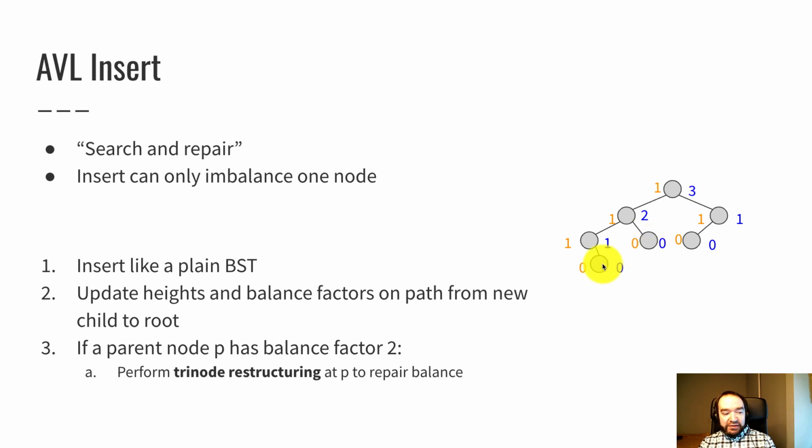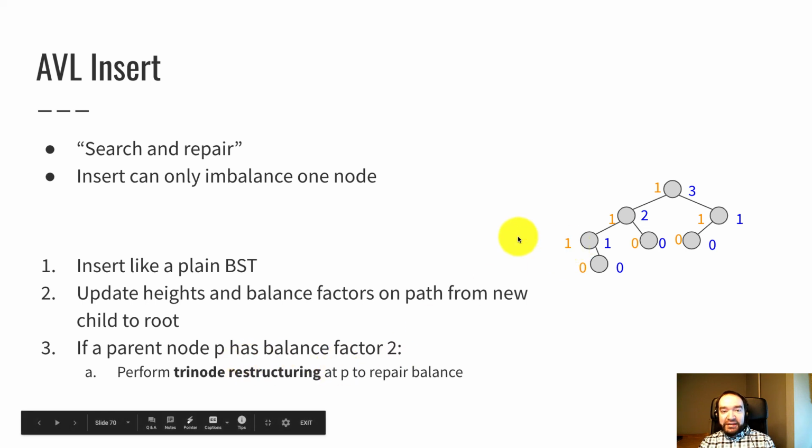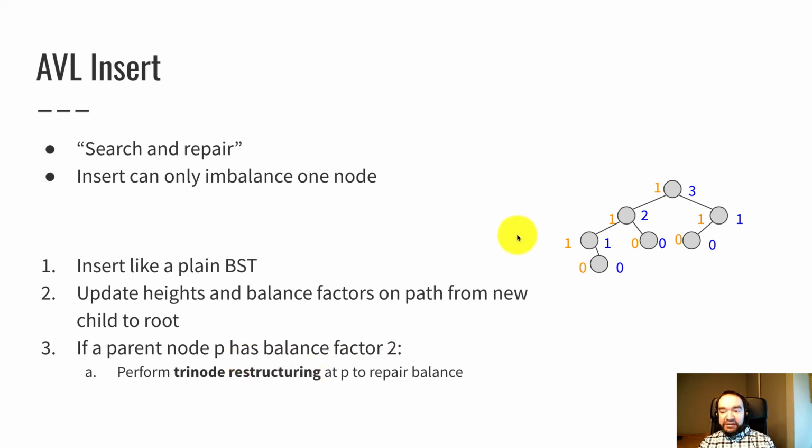And then if we notice that there's a node anywhere that has a balance factor of 2 now, that's the invariant violation we caused, and we do this trinode restructuring operation at that node that fixes the balance. And we'll go into that in a separate video, how that works.